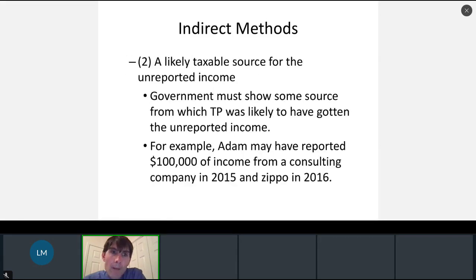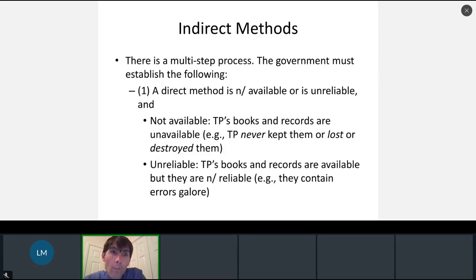Okay, and I think we can go back and we can fill in the gaps now. So a direct method is not available or is unreliable. What do we mean by not available?